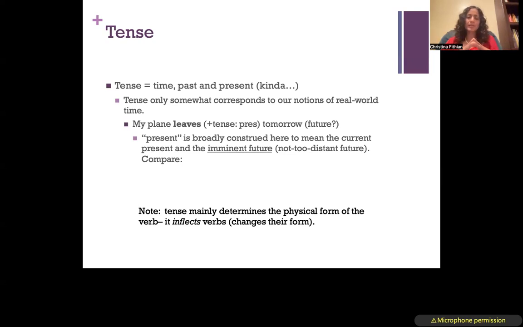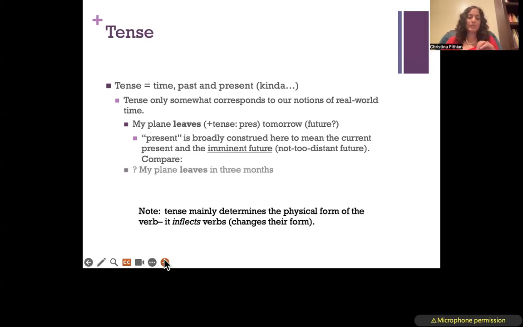Well, okay. In this case, the present moment is actually very broadly construed to mean the current present, and the imminent future, the not too distant or scheduled future. Okay. What we need to consider here is that tense actually corresponds to certainty more than it corresponds to actual real world time. So, if I have a sentence like, my plane leaves tomorrow, well, that's happening very soon. It's the imminent future. And I'm very certain that that's going to happen because it's tomorrow.